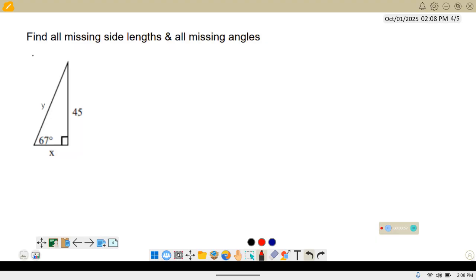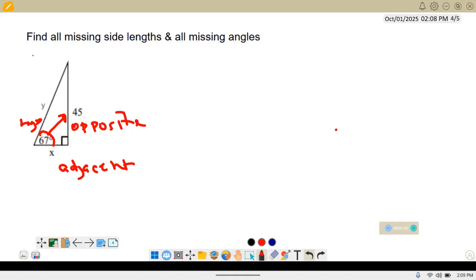Okay, so the first thing we're going to look at is which angle is given to us. In this case, we have the 67-degree angle. If I'm looking at the 67-degree angle, I see that the side all the way across from it is the 45 measure. So that is the side opposite. Then I have an x and a y, but because the y is the hypotenuse, the y can't also be the side adjacent. So this x is the side adjacent.